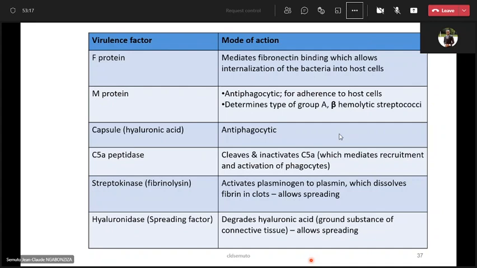It has streptokinase, which is a fibrinolysin, which activates plasminogen to plasmin, dissolving fibrin in clots, allowing spread. So when a clot is formed, the streptokinase will destroy this clot, and by destroying the clot, the bacteria can spread in the tissue. We have hyaluronidase, which is also a spreading factor, which degrades hyaluronic acid, the ground substance of connective tissue, allowing spread of the pathogen in the tissue.